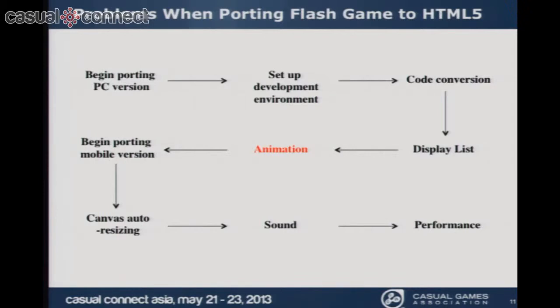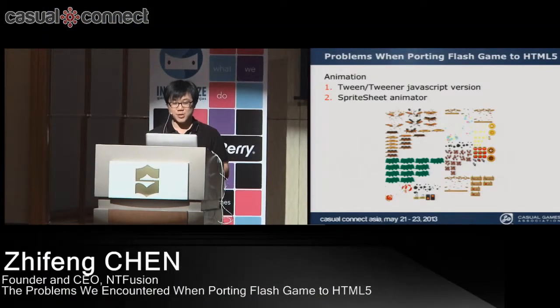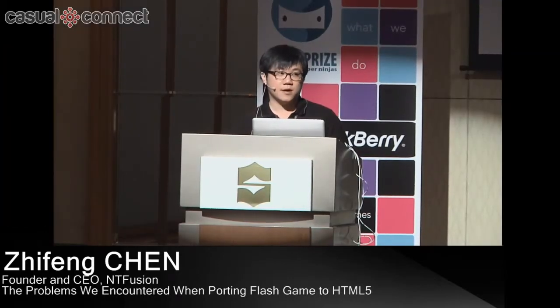And besides the display object, we don't have animation classes in HTML5. But just like we use FlashDevelop in Flash games to animate display objects using ActionScript code, we can use the Tween and Tweener JavaScript versions to animate them, and also a spritesheet animator. There are third-party frameworks for the spritesheet animator, but we developed our own, because we are adding more features such as playing animations with priority and auto-continue playing animations. If you make your own, then you can add more features to it.